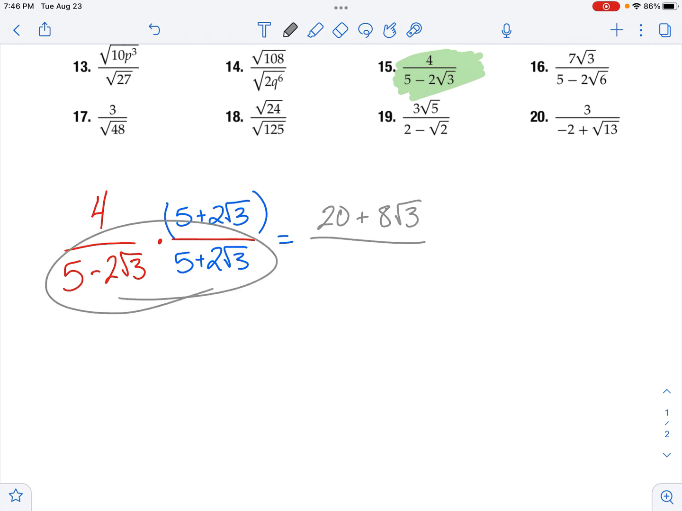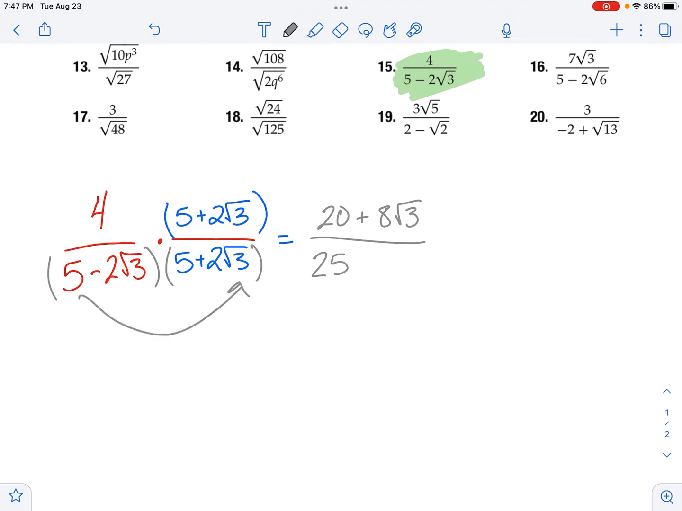And here's where a lot of our struggle is going to come in. I need to FOIL or double distribute this. So I need to distribute the 5 to both parts, and I also need to distribute the negative 2 root 3 to both parts. And we'll see what happens when I do that. 5 times 5 is 25. So that's done. 5 times positive 2 root 3 is a positive 10 root 3.